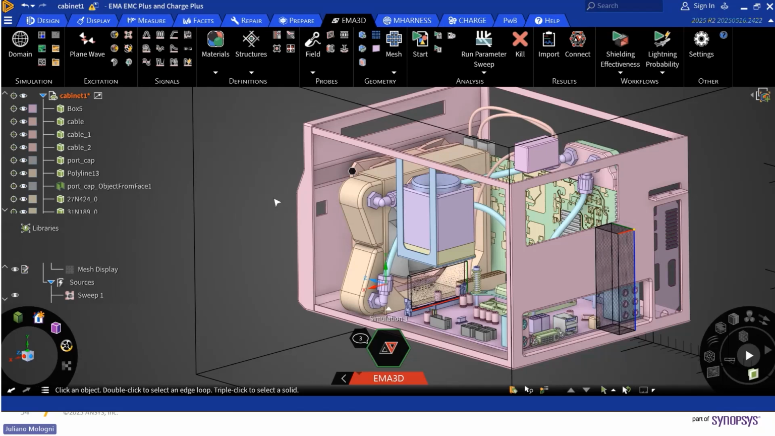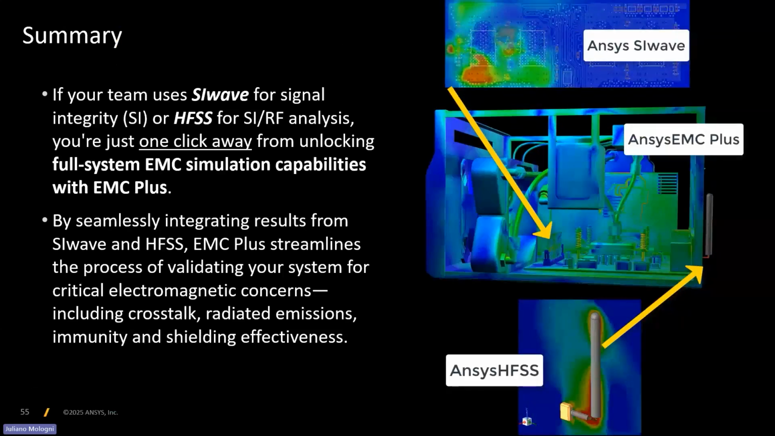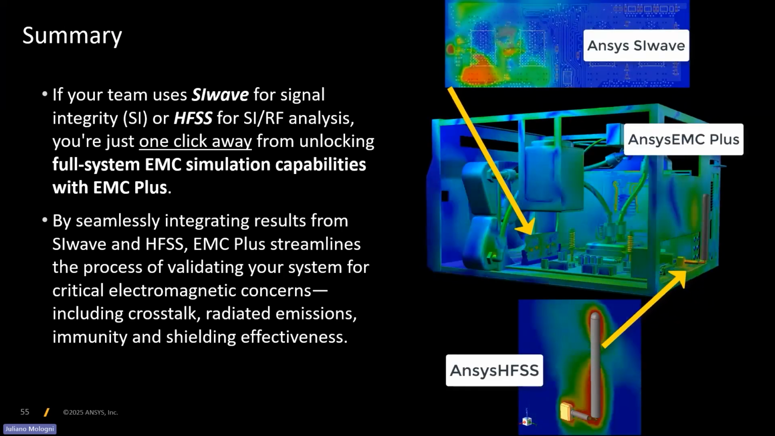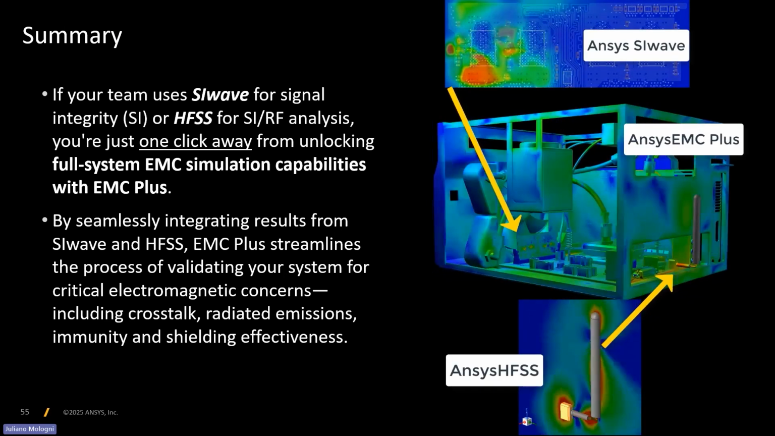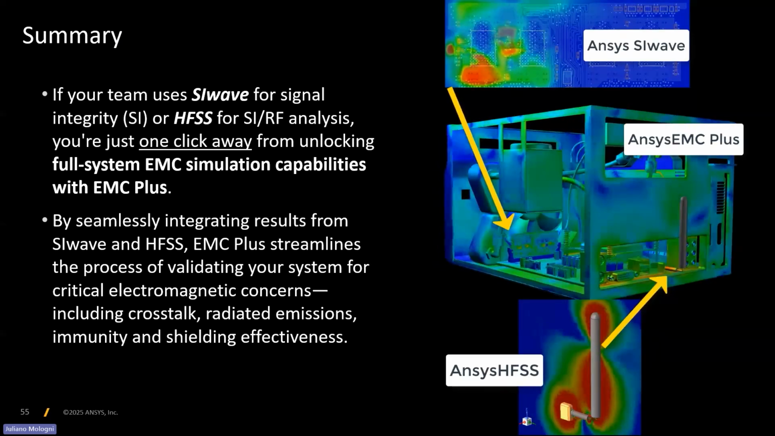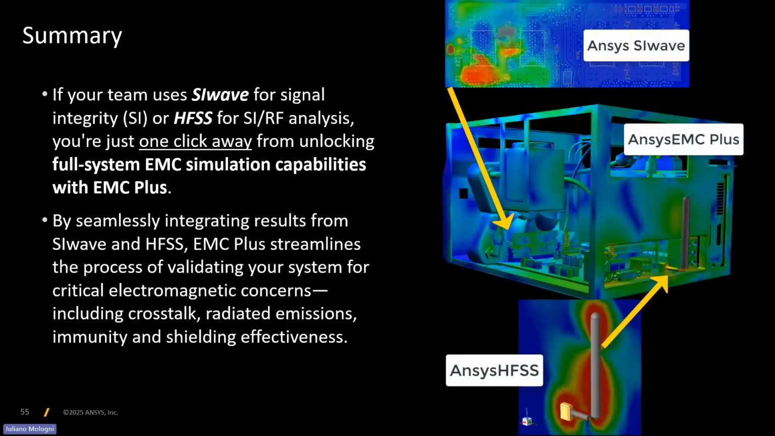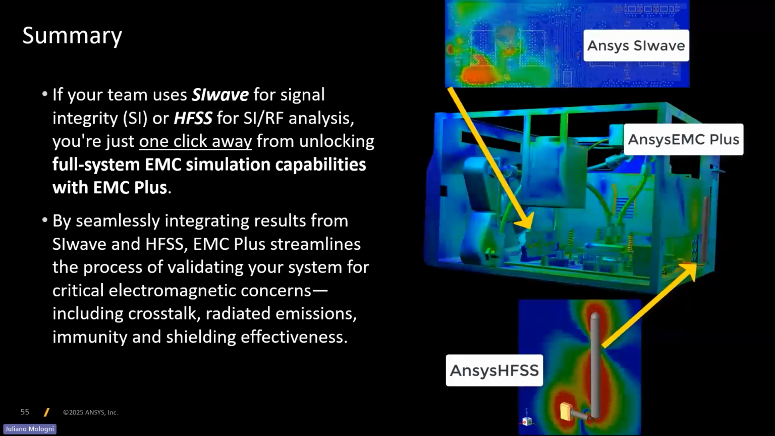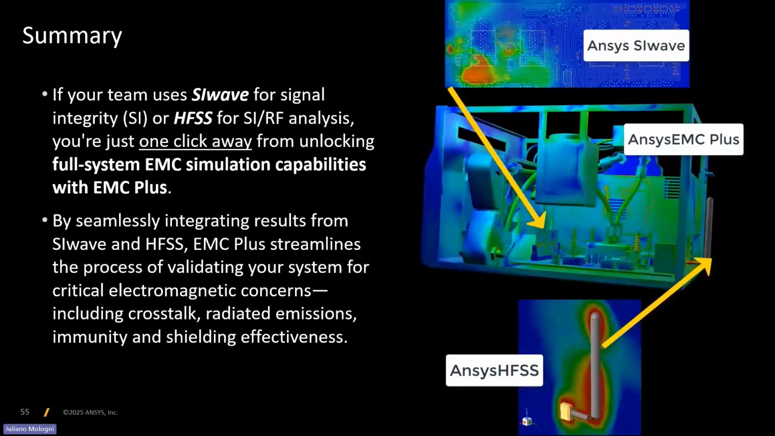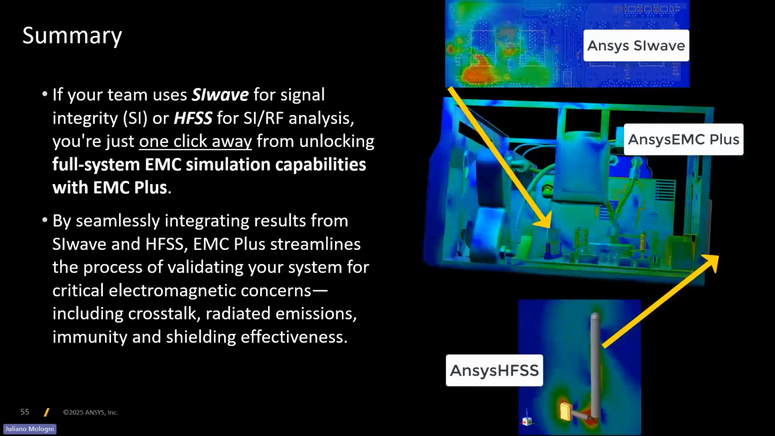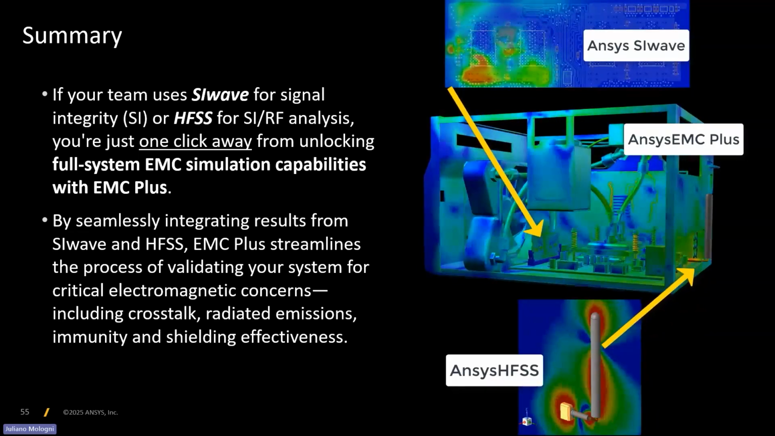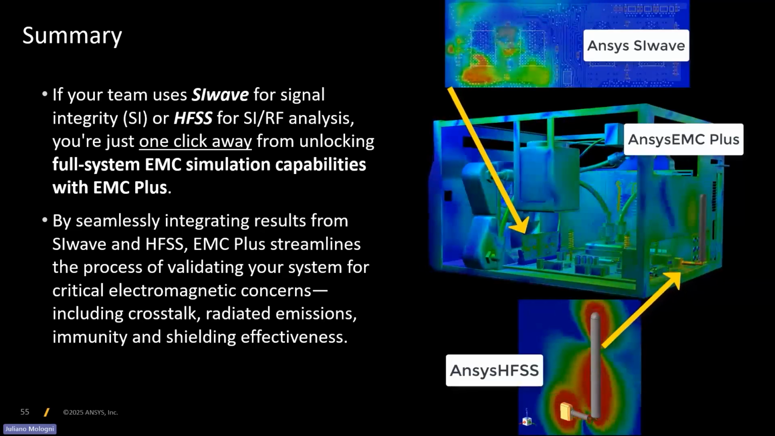And the workflow in here, as you see, is extremely easy, right? You set up your model and then you run the simulations and you can get the fields like what you're seeing here on the right-hand side. So the key takeaway is that you can take advantage of different workflows that you might already have in your company for signal integrity, RF applications, using other tools and bring that into EMC Plus. So you can take a look at your entire system, right, with all of these components.